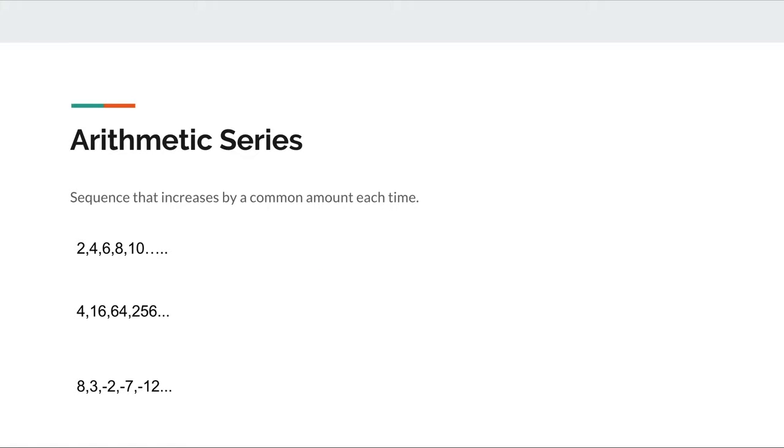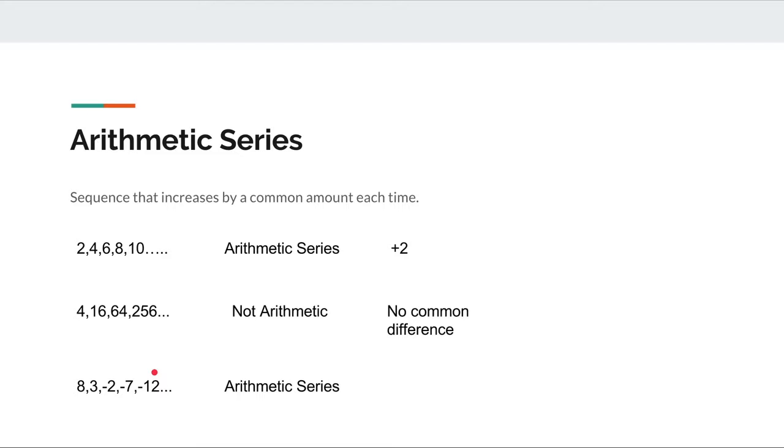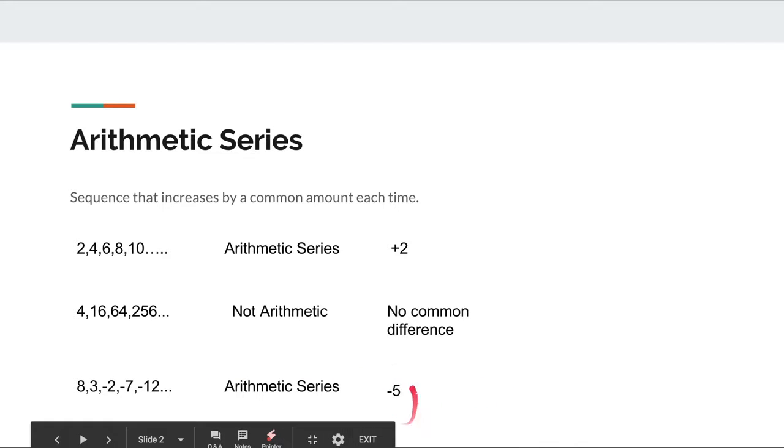So an arithmetic series is a sequence that increases by a common amount each time. So this sequence is arithmetic because it increases by 2 each time. It has a common difference. This sequence is not arithmetic because it does not have a common difference. It is actually geometric, which you will learn about in C2. This sequence is arithmetic because it has a common difference. It increases by -5 each time.